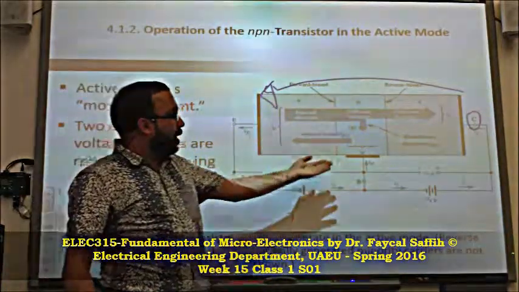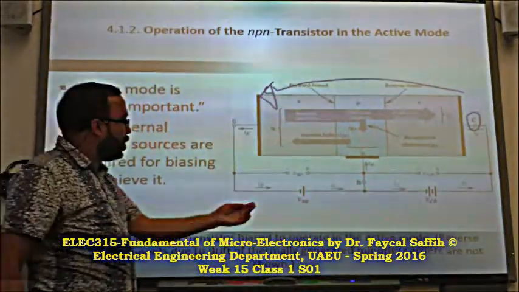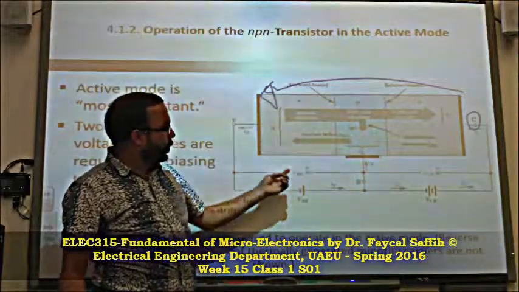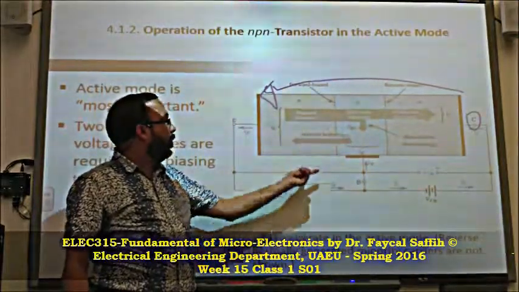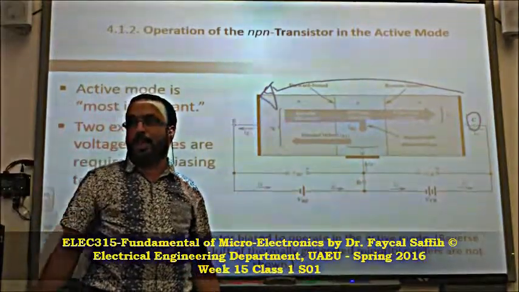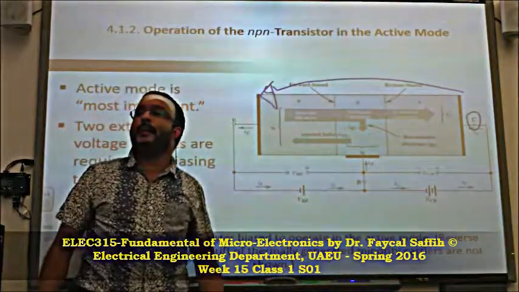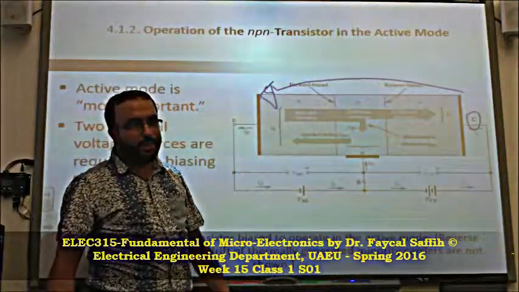So of course, to bias the transistor, we need two power supplies. You see, this power supply makes this reverse or forward? Forward. Hold on. Who raised your hand? You. Yalla. Muhammad. Forward. This makes it forward. Why? Because the negative is connected to the N. That's right. Very good.